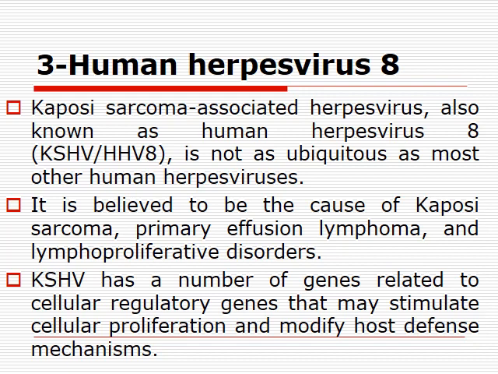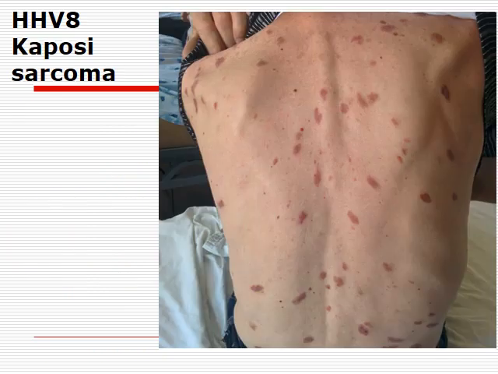It is believed to be the cause of Kaposi sarcoma. Nowadays it is also linked to primary effusion lymphoma and lymphoproliferative disorders, Hodgkin's disease. Kaposi sarcoma herpesvirus has a number of genes related to cellular regulatory genes that stimulate cell proliferation and modify host defense mechanisms. So it affects host defense mechanisms and cell proliferation. This is a picture of a man who has Kaposi sarcoma due to human herpesvirus 8.